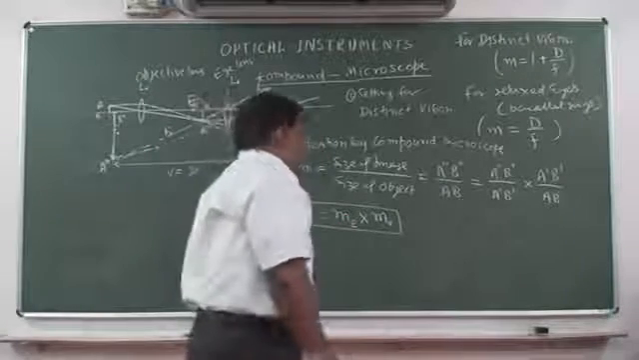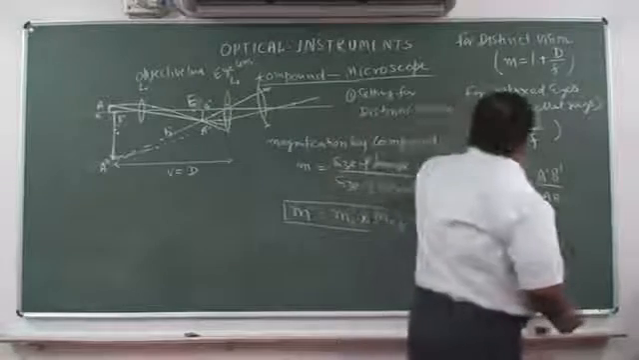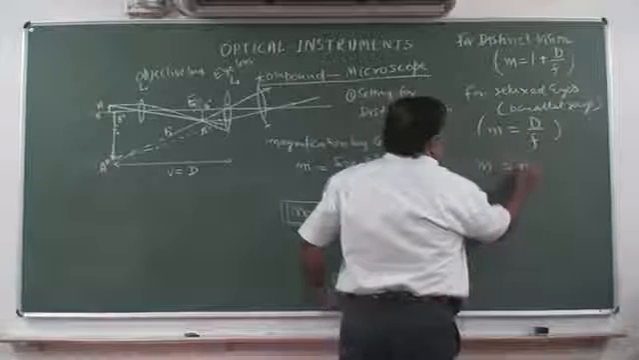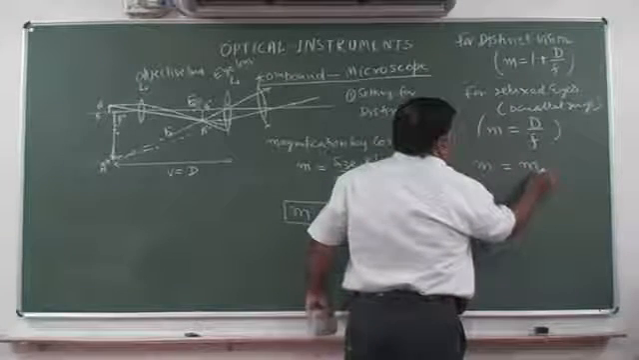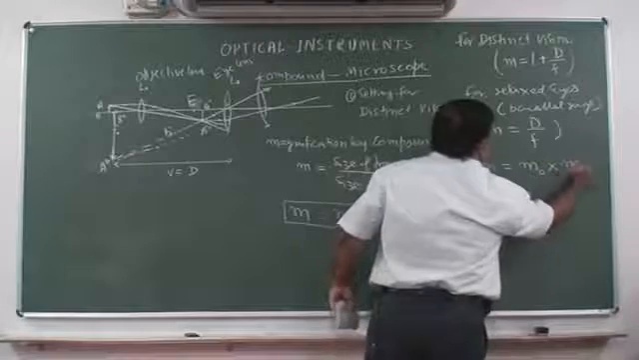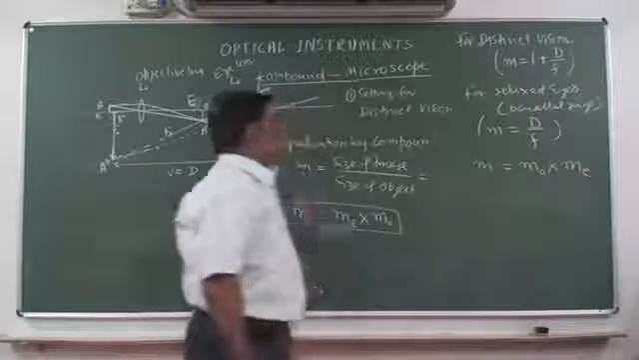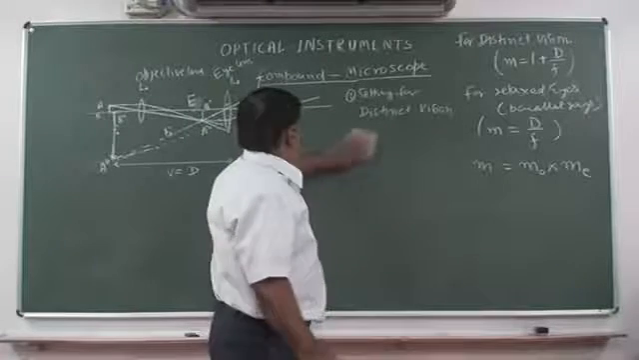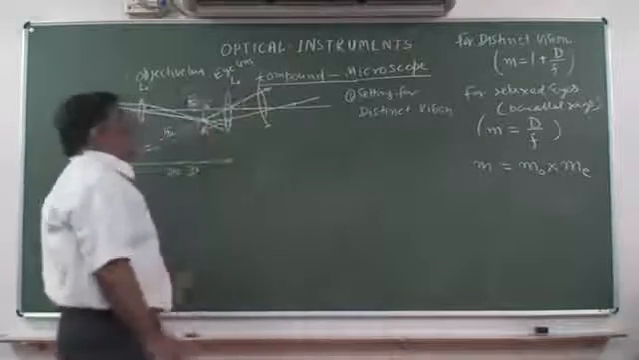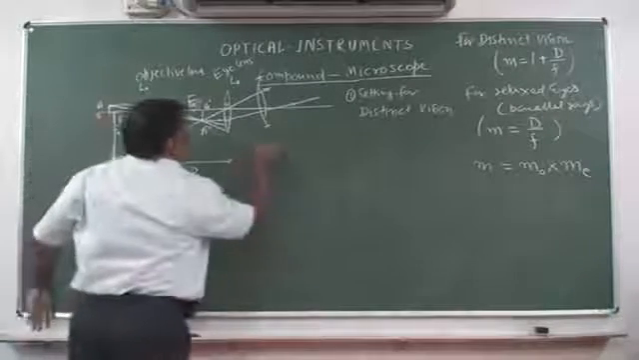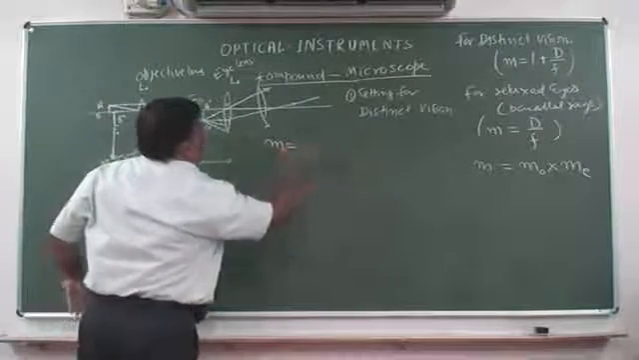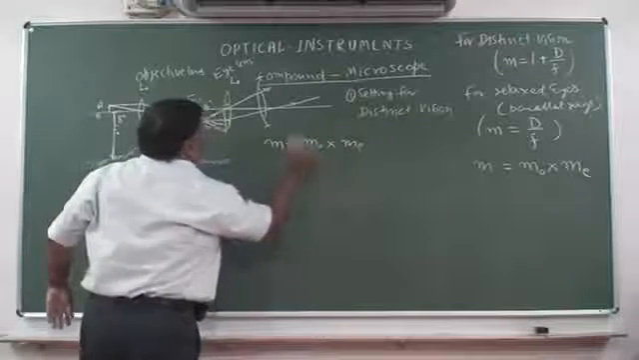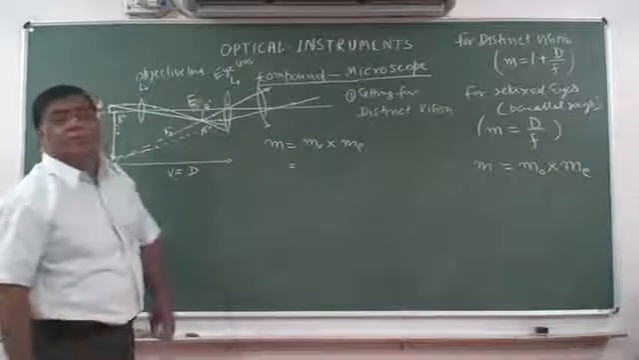Okay, so we will remember this and note it down that magnification of microscope M is equal to objective. We will write first and then eyepiece. Now we will make, how much is this? The magnification is equal to magnification by objective, magnification by eyepiece. Magnification by objective is V upon U.